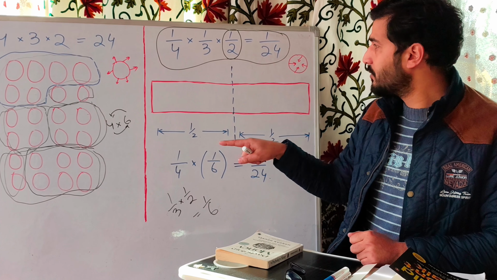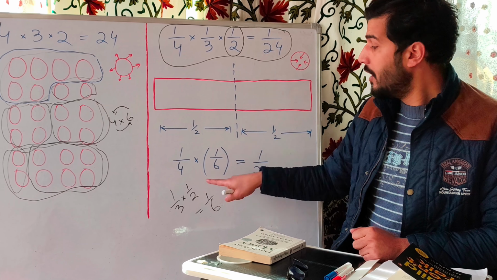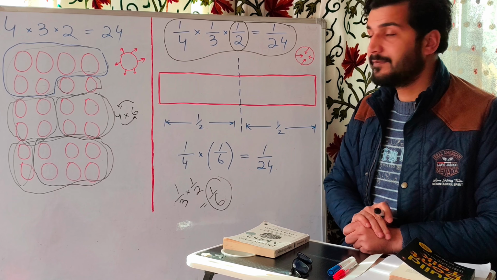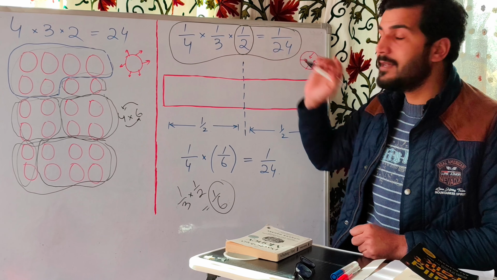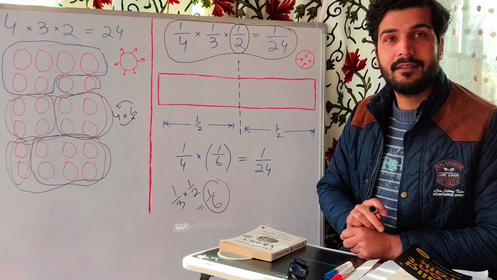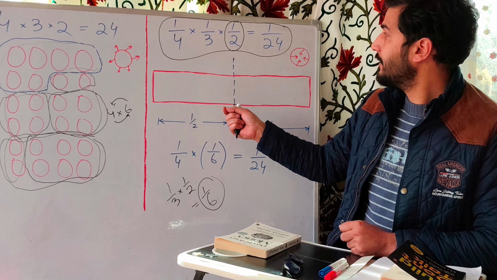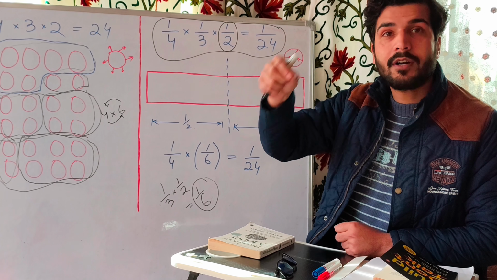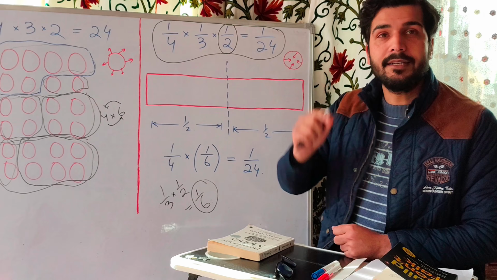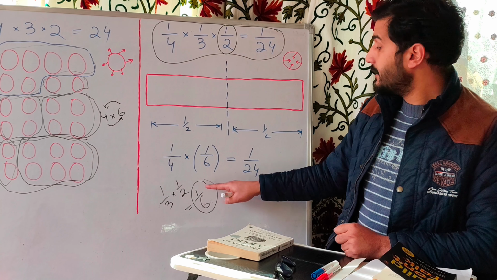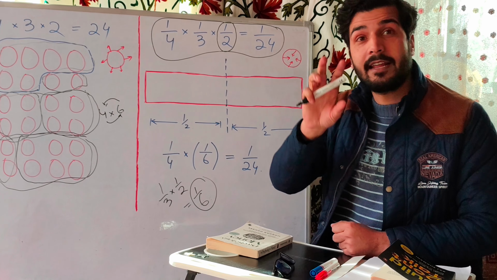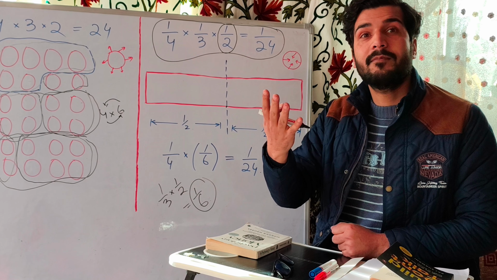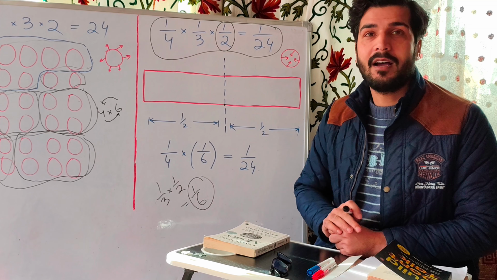So 1/3 of this 1 by 2, what does it equal to? 1/3 of 1 by 2 equals 1 by 6. This is 1 by 6. And if we are instructed to represent the same 1 by 6 graphically, with some diagram, how can we show it?